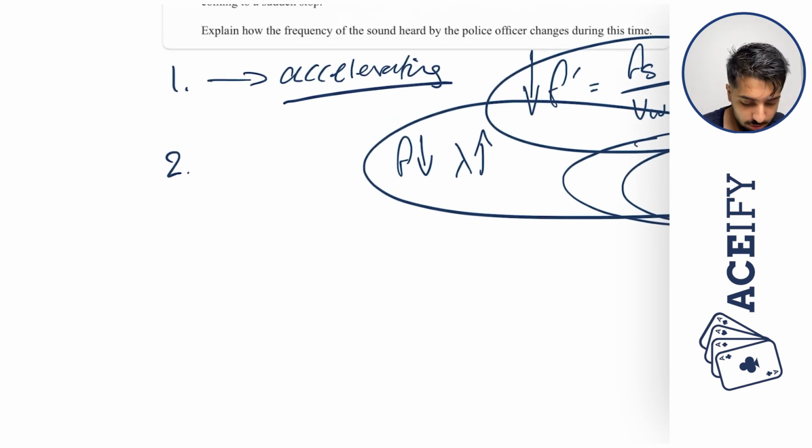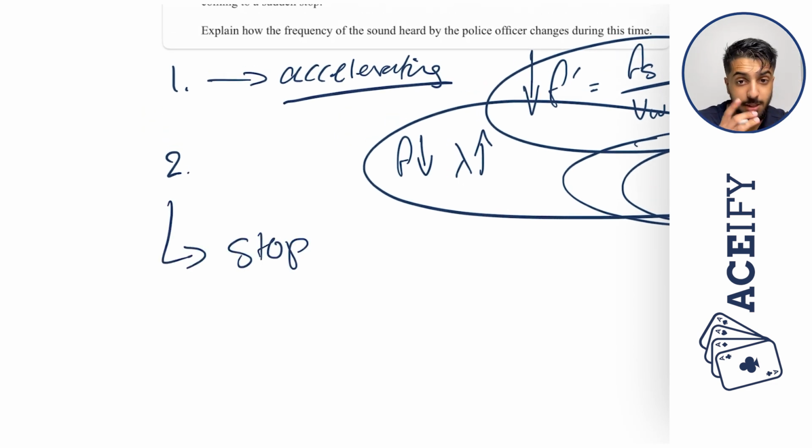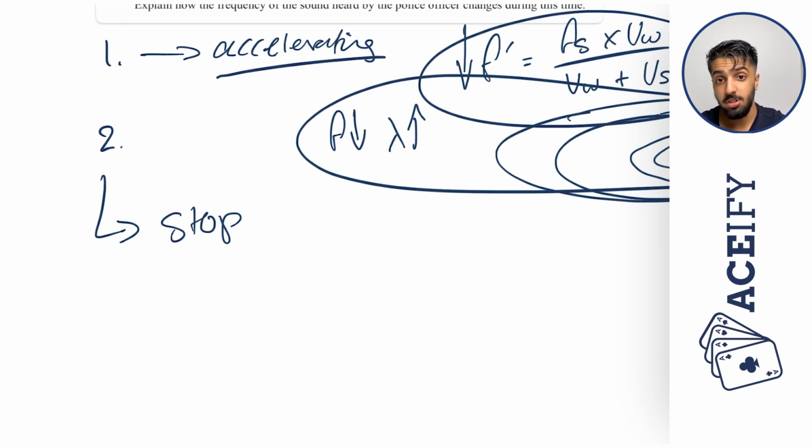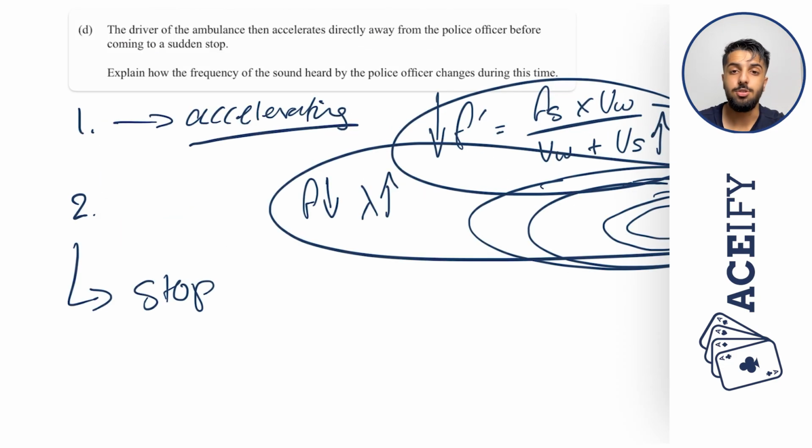Now, part 2 of this question is when it comes to a sudden stop. When it comes to a sudden stop, not a gradual stop, the frequency that the police officer hears is going to be the source frequency, because now there is no relative difference between the velocity of the ambulance and the velocity of the police officer. And so the wavelengths that the ambulance produces are not going to be bunched up or spread apart, they're just going to be the actual wavelength. And so the frequency that the police officer hears is going to be the source frequency. And again, you can write a beautiful explanation with that theory.